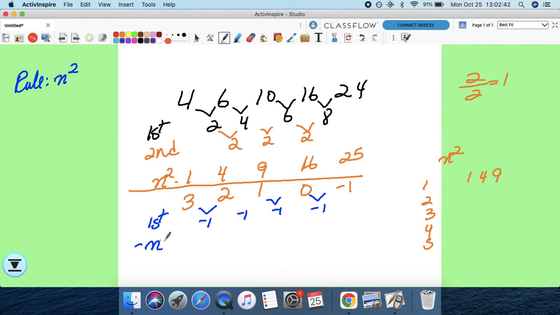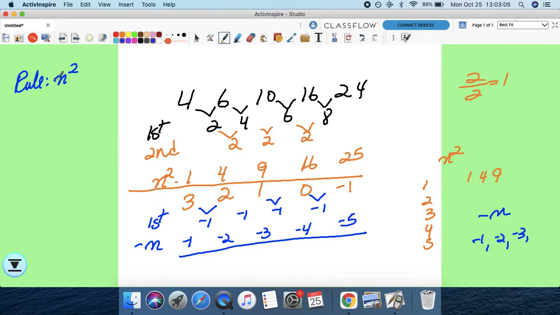What does a negative n sequence look like? Well, again, if I gave you this and I asked you to find the first 5 terms, you plug in 1, you get negative 1. You plug in 2, you get negative 2. You plug in 3, you get negative 3, and so forth, right? So I'm going to write negative 1, negative 2, negative 3, negative 4, because if I plug in 4, I get negative 4, and so forth. So now my rule, let me add that part of my rule also, is negative n.